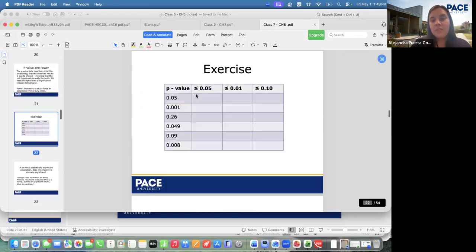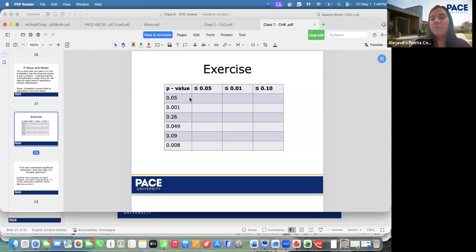And then your p-values. If you have an alpha level of 0.05, anything that is equal to that or lower is going to have a statistical significance, right? What does statistical significance mean? That more likely it is not due to chance. And that is what I want to be able to show, right? That my results are not due to chance, right?